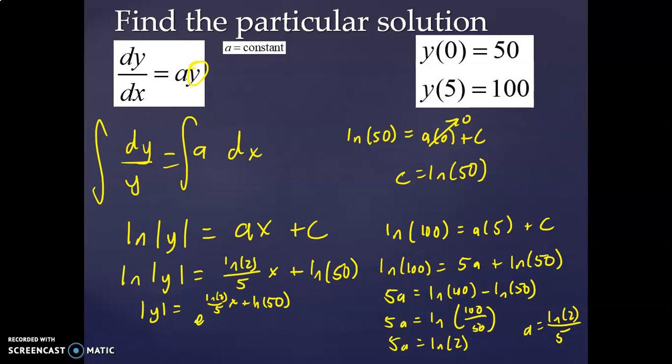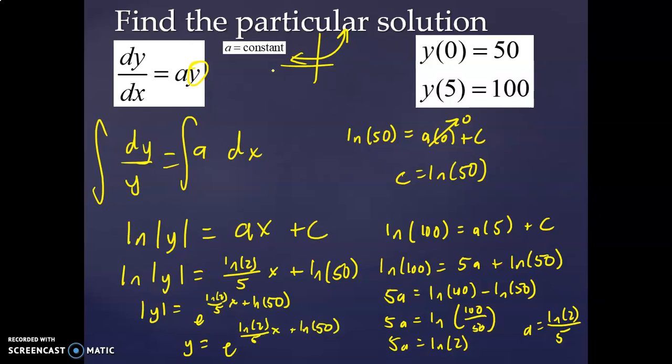Now, you can rewrite this. So first of all, an exponential is always positive. If we think about the graph of an exponential, it's always going to be positive. So we don't really need the absolute value here. So we can say it's e to the ln of 2 over 5x plus ln of 50.